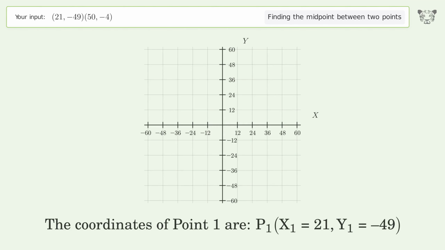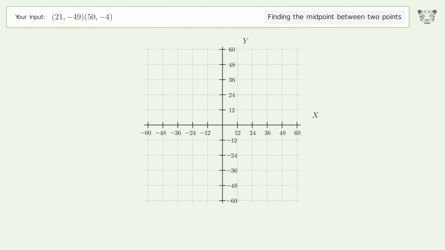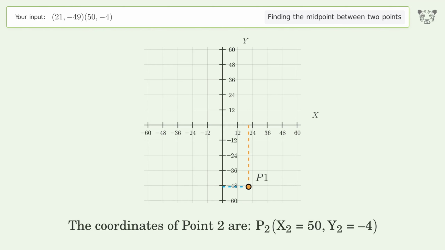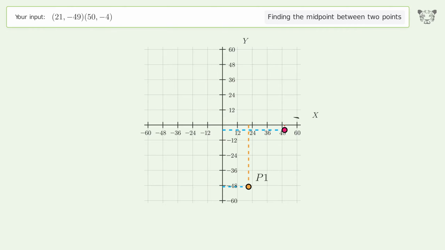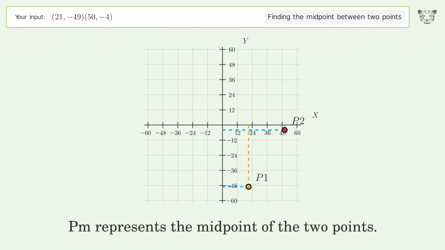The coordinates of point 1 are, x1 equals 21, y1 equals negative 49. The coordinates of point 2 are, x2 equals 50, y2 equals negative 4. PM represents the midpoint of the 2 points.